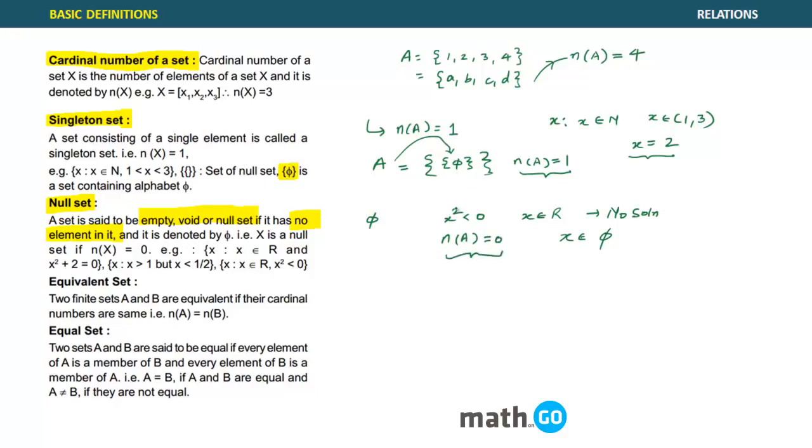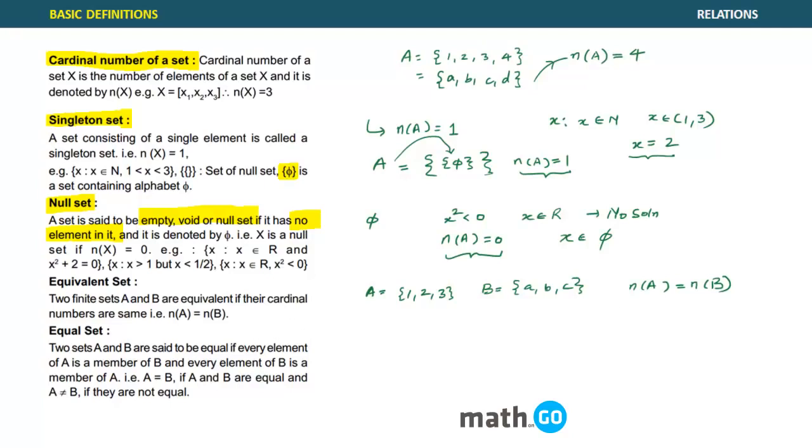Okay. Please understand that difference. The next definition that we have to do is the equivalent set. So for the equivalent set, let me take an example. A is a set which has, let's say, 1, 2 and 3, and B is a set which contains a, b and c. So here these two are equivalent. So for equivalence, what we check is that the number of elements in set A should be equal to the number of elements in set B. Very basic stuff.